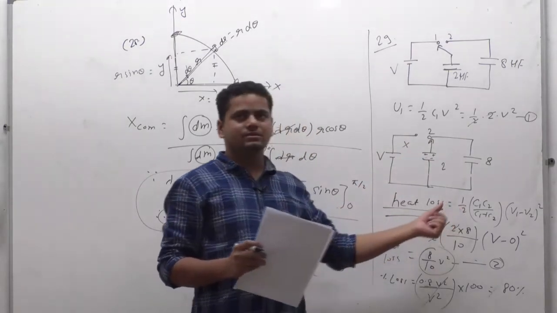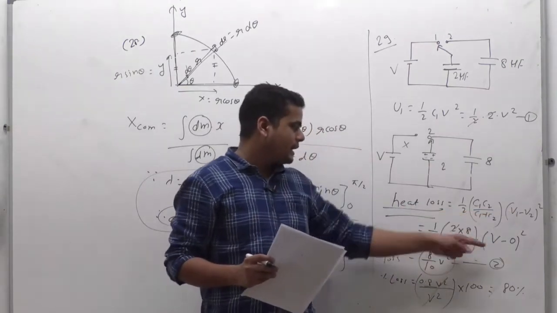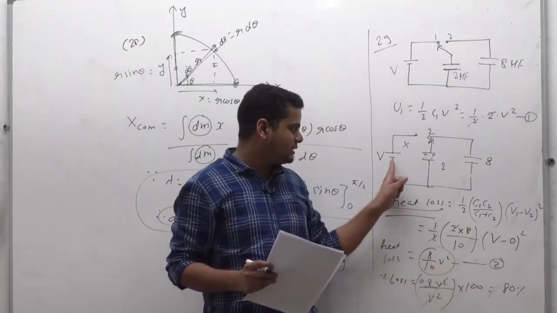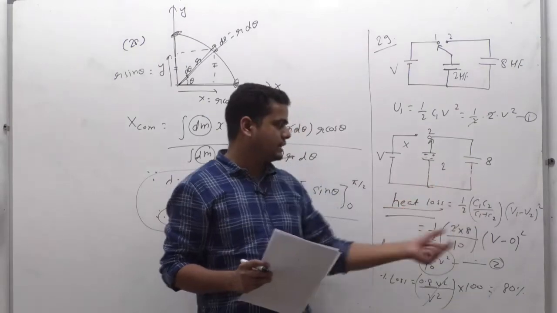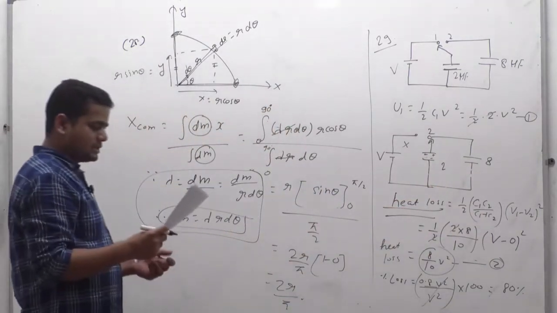We can simply remember the formula: half into C equivalent into (V1 minus V2) square, where V1 is the voltage of cell 1, V2 is the voltage of cell 2. Like that you will put, you will get the answer. So that is your question number 29. Answer should be D.